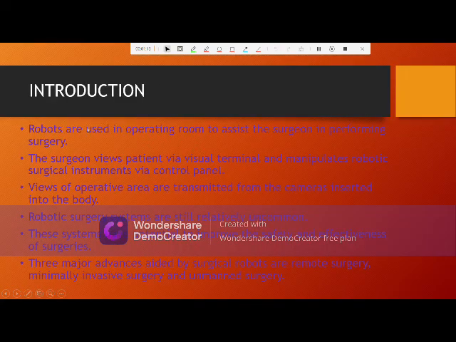Now, introduction. Robots are used in the operating room to assist the surgeon in performing surgery. The surgeon views the patient via a visual terminal, and manipulates robotic surgical instruments via a control panel. The view of the operative area is transmitted from the cameras inserted into the body.